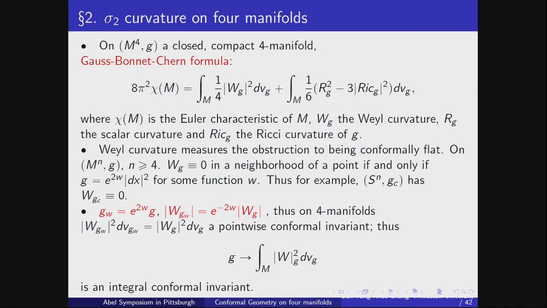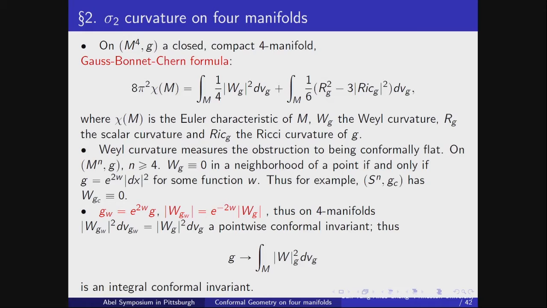So let's look at the Gauss-Bonnet-Chern formula on four-manifolds. It turns out to have two terms. One is the Weyl term squared. The other is a combination of the scalar curvature squared minus Ricci squared. Okay. The problem will become delicate because we have a minus sign here, so there is some cancellation behavior happening.